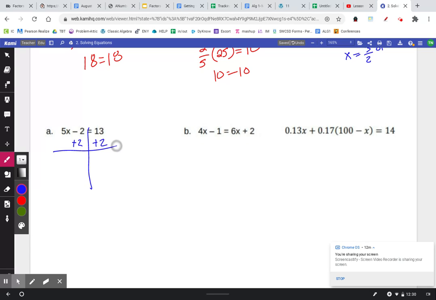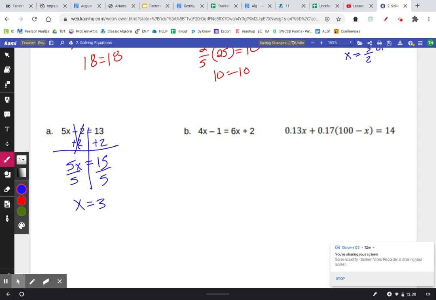That means I got to do it on the right because -2 and +2, when I add them, give me 0. So they're gone, which is good. I'm trying to isolate this variable. 13 plus 2 is 15. Now I'm thinking 5 times what number is 15? Well, in order to do that and make it easier on myself, I can do the inverse of multiplying, which is dividing, and I'm left with x equals 3.